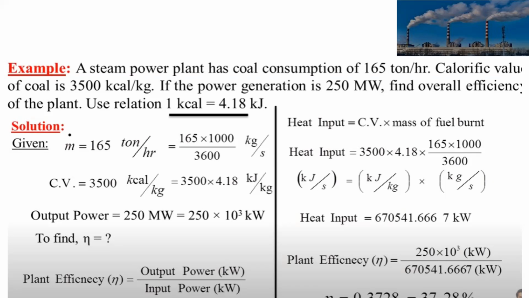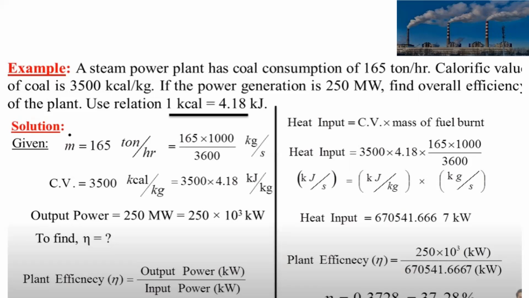The calorific value is given as 3500 kilocalorie per kg, into 4.18, which is a conversion factor. We have to take these kilocalories, which are MKS units, to kilojoules, which are SI units. So 3500 into 4.18 will be the calorific value. Output power is also given as 250 megawatt, so 250 into 10 raised to 6 watts, or 250 into 10 raised to 3 kilowatt.